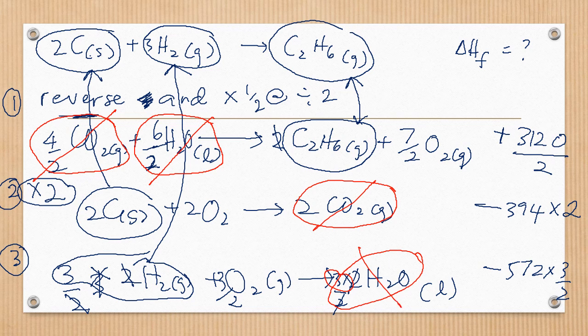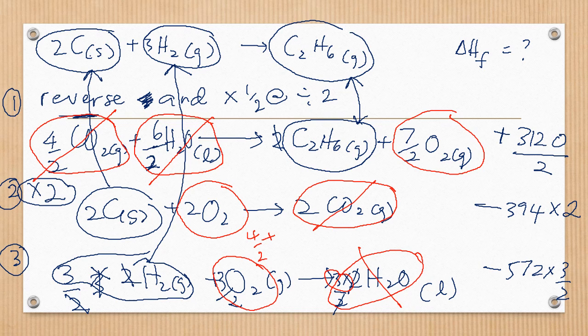Okay, what else do we have? 7 over 2 O2. Where is that? Here. This is 4 over 2 and this is 3 over 2. 4 over 2 plus 3 over 2 is 7 over 2. Again, this is mathematics standard 3. So this one is eliminated on the right and this one is eliminated on the left.